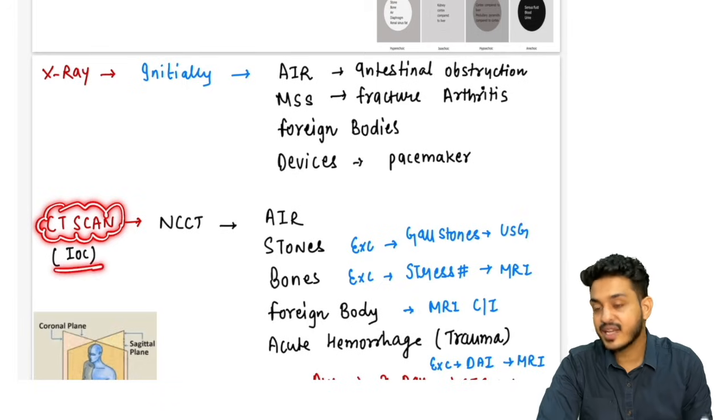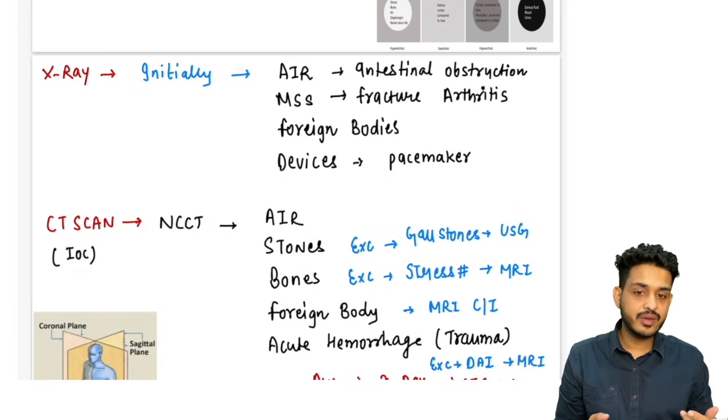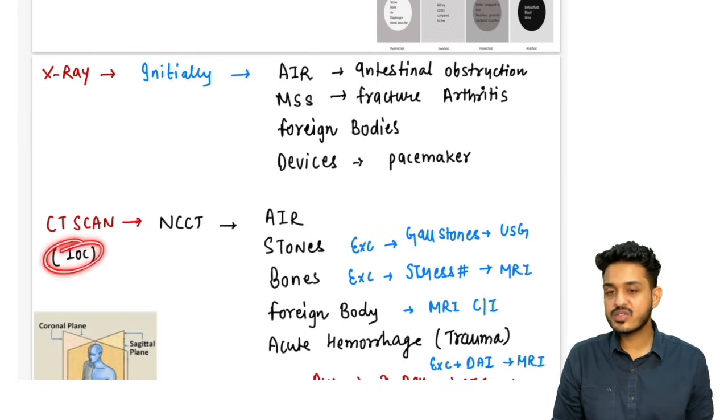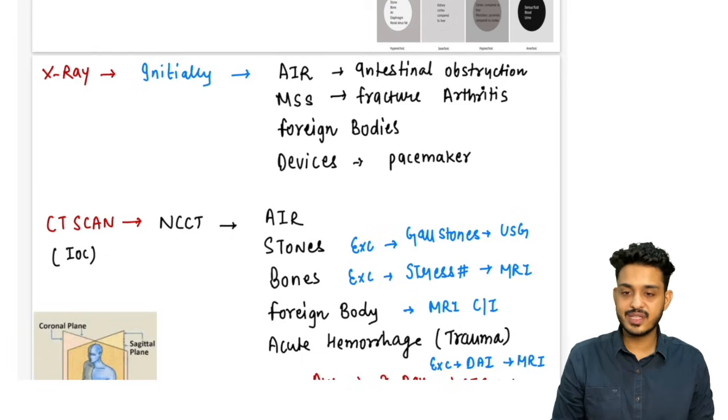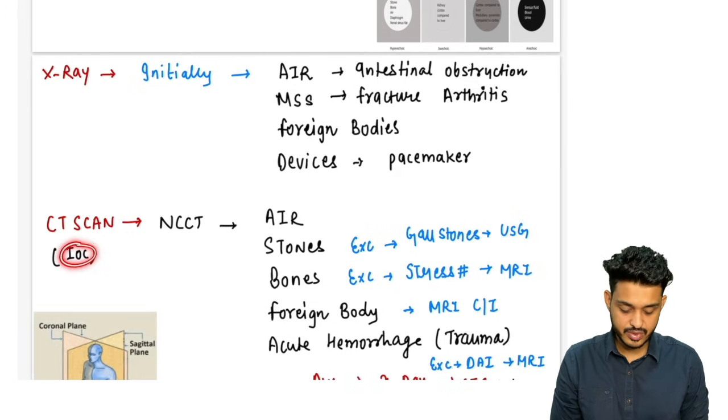Second thing we have is your CT scan. The CT scan is going to be the investigation of choice. So the initial investigation should be cost effective. It should be quick, readily available, right? So this is going to be the initial investigation. Investigation of choice is going to be something else. CT scan will take 15-20 minutes, definitely, right? So this is going to be the investigation of choice.